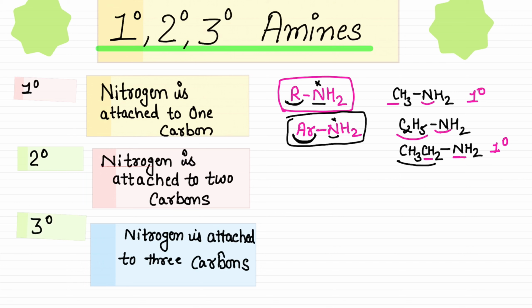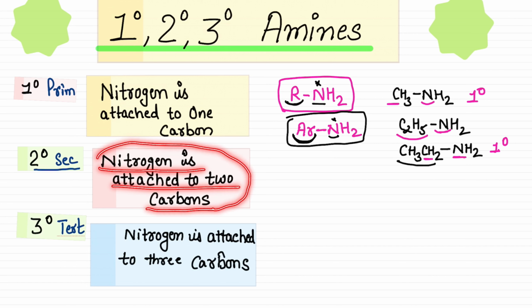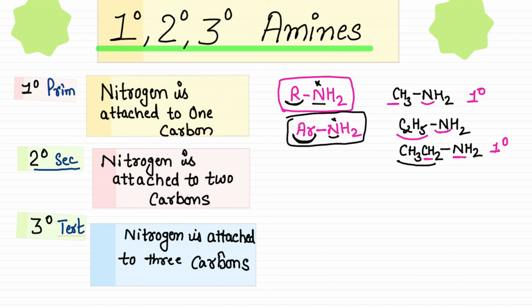Okay, so next, 2 degree amine. 2 degree is the secondary amine, 1 degree is the primary amine, and 3 degree is the tertiary amine. Now for the 2 degree, that is the secondary, the nitrogen is attached to 2 carbons. That species would be termed as secondary amine. So let us take an example of this. Now here the general form is R, NH and R. It can be aromatic. In the place of alkyl you can write aromatic as well. That would be correct also.